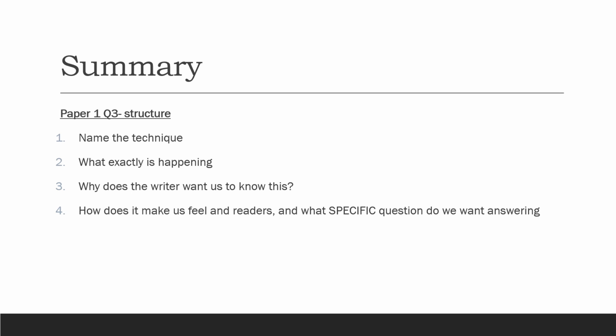So to summarise, Paper 1 question 3 is about structure and requires 4 key steps that need repeating in 2 paragraphs. 1. Name the technique. 2. Explain what exactly is happening at that point in the technique. 3. Why does the writer want us to know this particular piece of information? And 4. How does it make us feel as readers, and what specific question do we want answering?